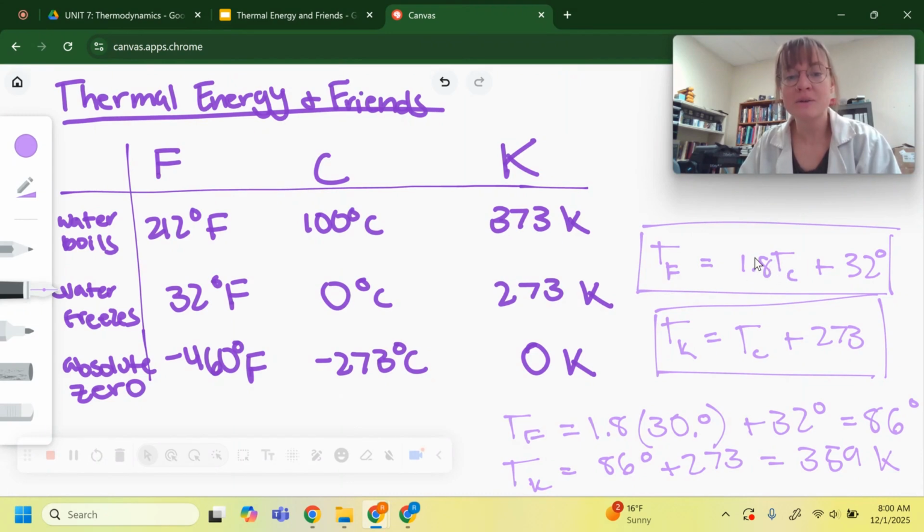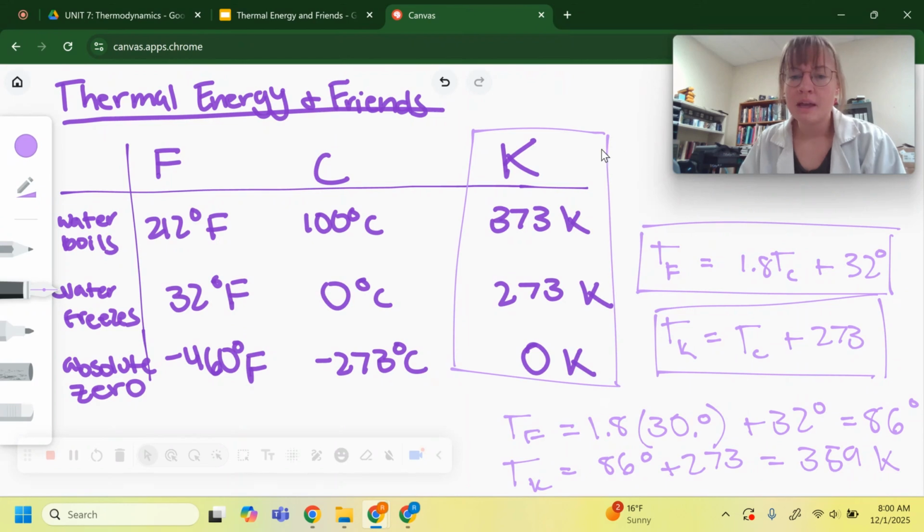Hey, can you guess which one is the SI unit? It's Kelvin. Kelvins are the SI units of temperature. Now you say, Ms. Wilson, why would we use Kelvin? And why do scientists prefer it so much? Well, because it actually is based off of 0, which is totally different than Celsius.